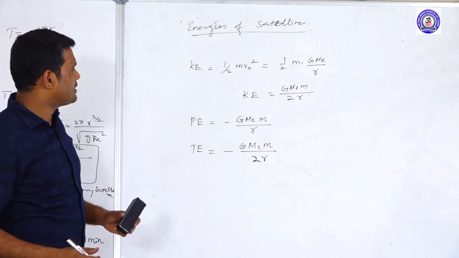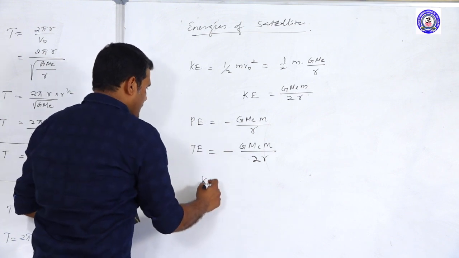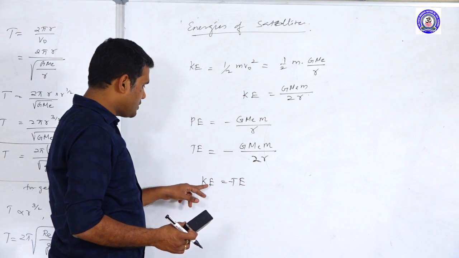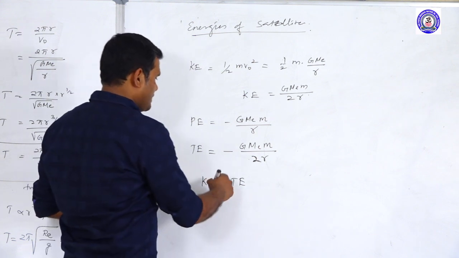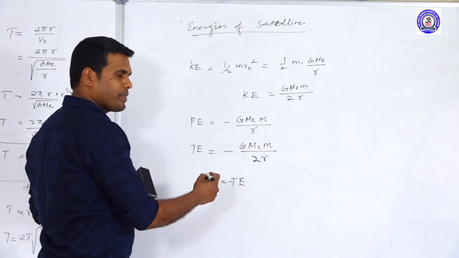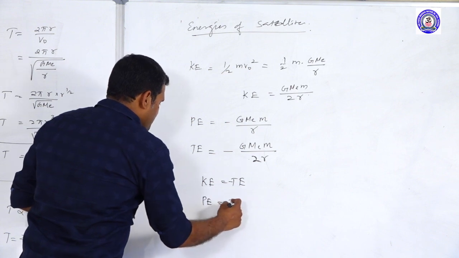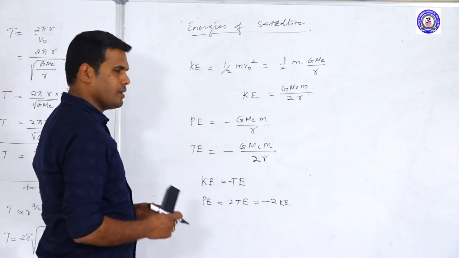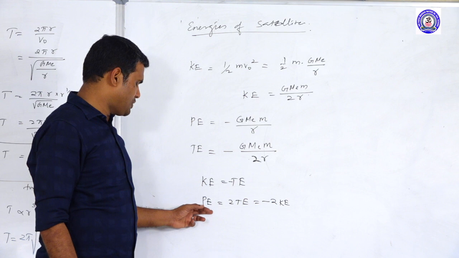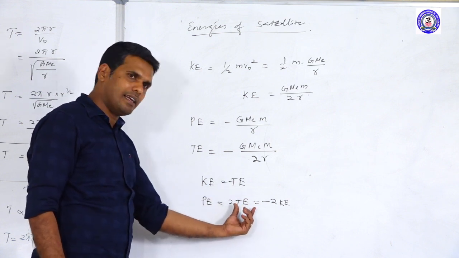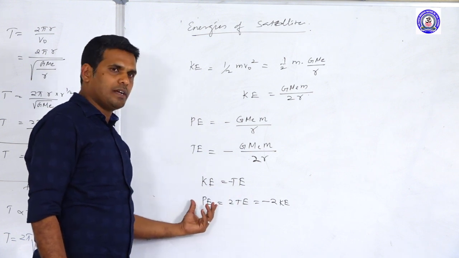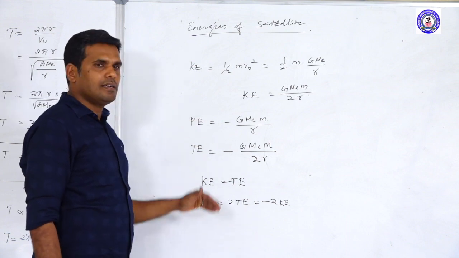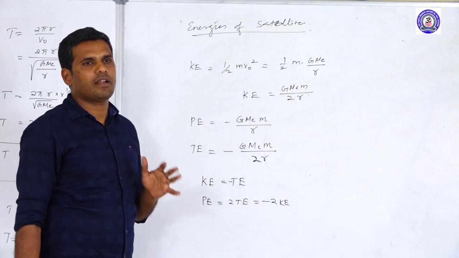If you look at these three energy values, we can write here that kinetic energy and total energy are equal in magnitude but opposite in sign. The negative of total energy will be kinetic energy, which is positive. So kinetic energy is negative of total energy, or total energy is negative of kinetic energy, both are same. Then potential energy is twice total energy, or minus of twice kinetic energy. Potential energy is twice total energy, because total energy is already negative; when multiplied by 2 it will give you potential energy. So in these cases, kinetic energy is always positive. Potential energy and total energy are always negative.